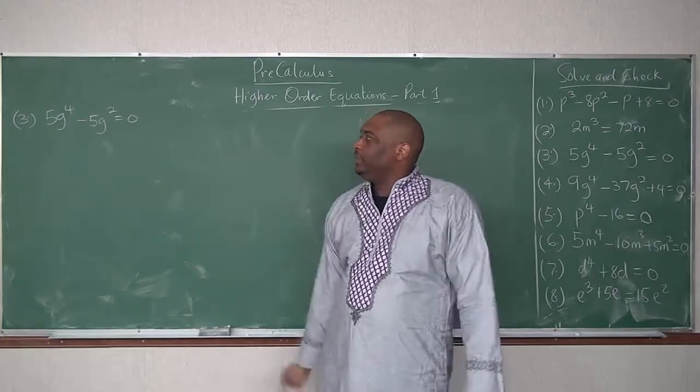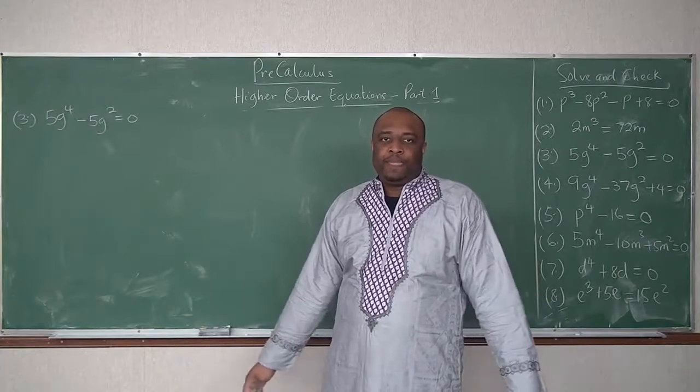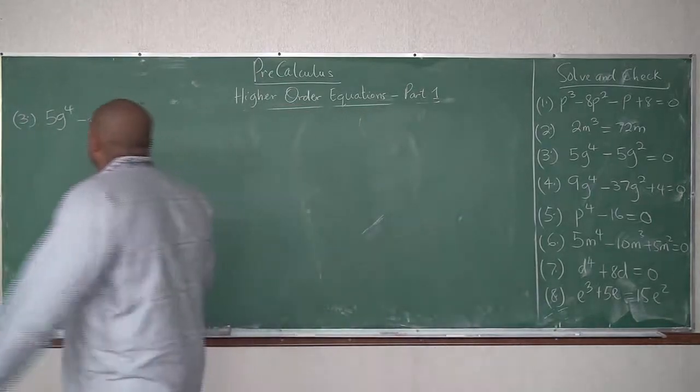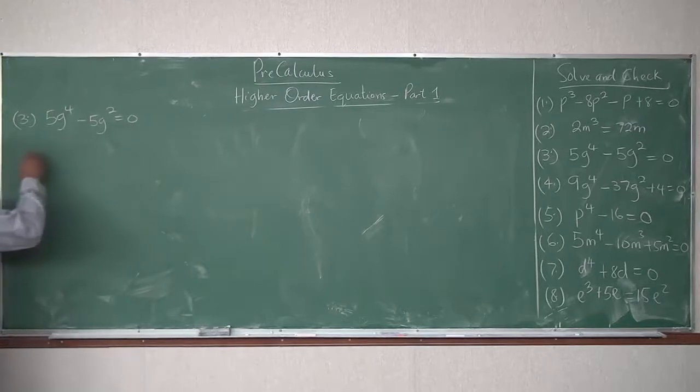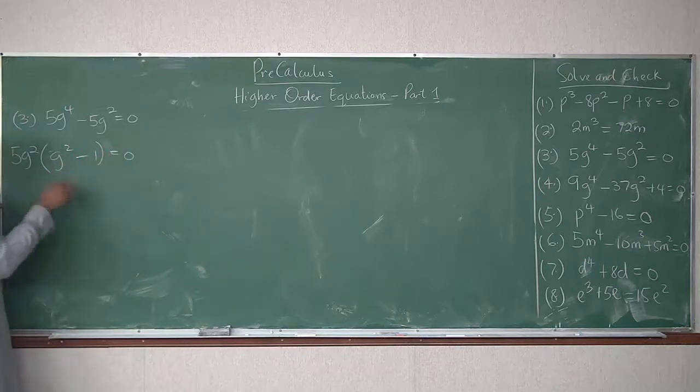So how do we solve this? We factor by GCF. When we do that, we have 5g squared, and what is remaining here is g squared, because 5g to the 4th divided by 5g squared is g squared. 5 divided by 5 is 1, and g to the 4th divided by g squared is g squared. Minus 1 equal to 0.